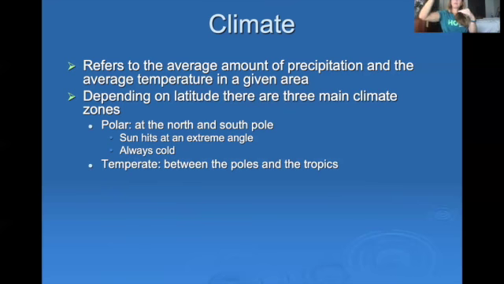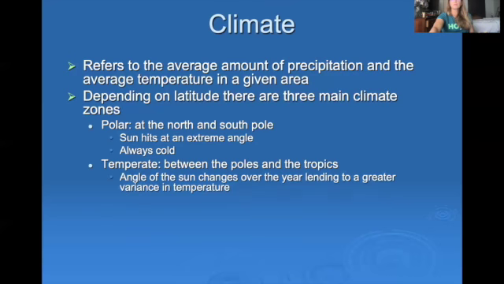Next, between the poles and the equator, or the equatorial zone, is the temperate area. You guys, we live just on the edge of the temperate. So we are temperate. We do have seasons. They're not very distinct seasons. It's not like we live in Michigan where you have really hot summers and really cold winters, but we do have a seasonal difference between summer and winter. The angle of the sun changes over the year, leading to greater variance in temperature.